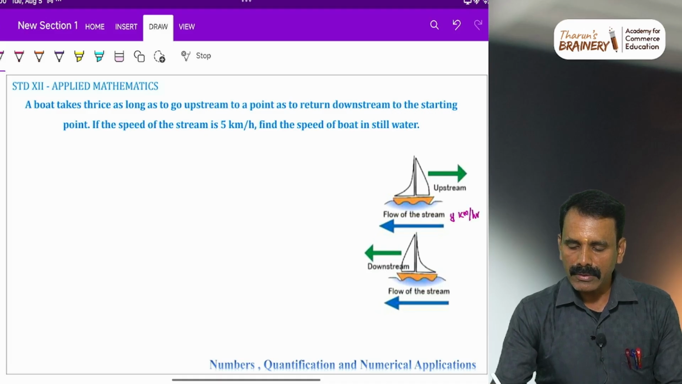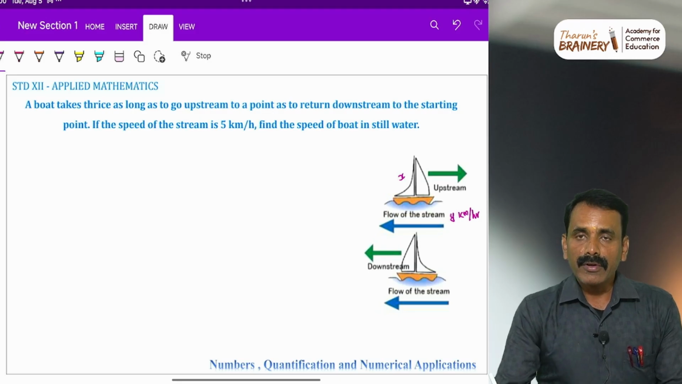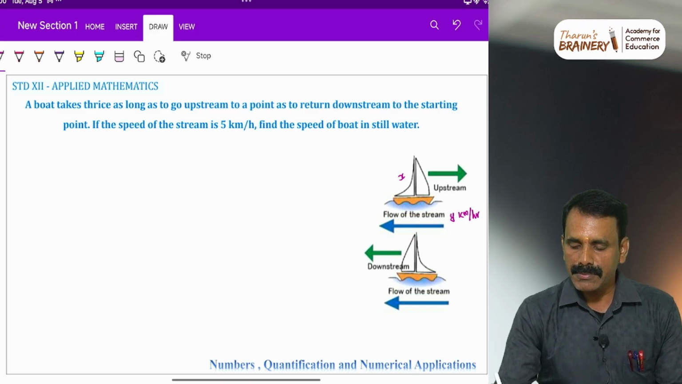Speed of the boat in still water will be taken as x, and for the upstream, the speed of the boat will be reduced because it is going to travel against the flow of the water. So the speed will be taken as x minus y.